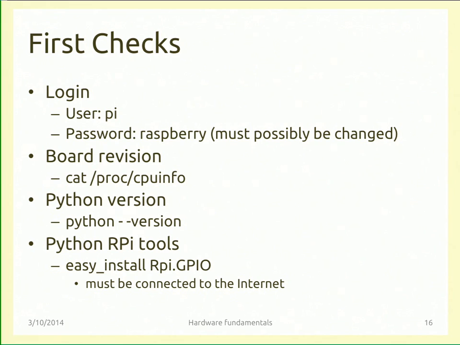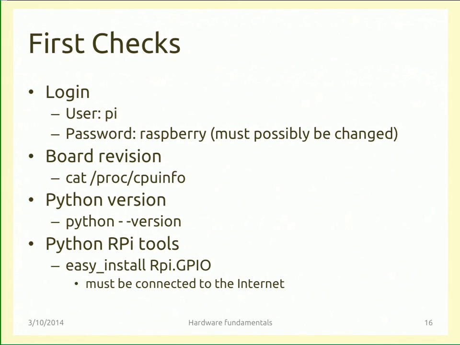with your PI, sorry. Then you can also check the board revision, because the specification which I showed you changes a little bit between revisions. And to get the revision, you just type on the command line cat /proc/cpuinfo, sorry. That provides basically the serial of the CPU running on the board. And there is a direct link between the CPU on the board and the board version.